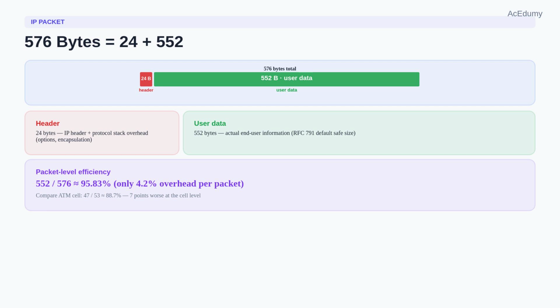Per packet, 576 bytes shipped, 552 of them are real information. Packet level efficiency, 552 divided by 576, about 95.83%. Compare that to the ATM cell, 88.7%. The IP packet is more efficient at the packet level because the header is fixed at 24 bytes regardless of how big the payload is. The bigger the packet, the smaller the header looks proportionally. Already, before we even count tail waste, we are saving 7 points of efficiency.